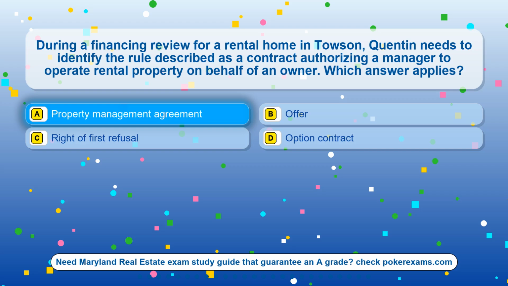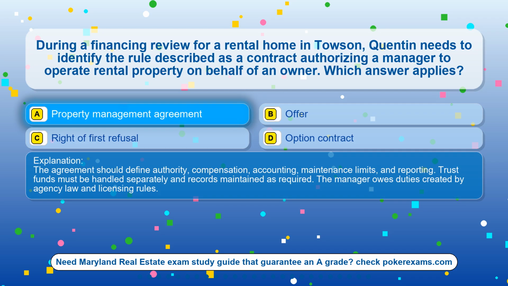The correct answer is option A. Property management agreement. The agreement should define authority, compensation, accounting, maintenance limits, and reporting. Trust funds must be handled separately and records maintained as required. The manager owes duties created by agency law and licensing rules.